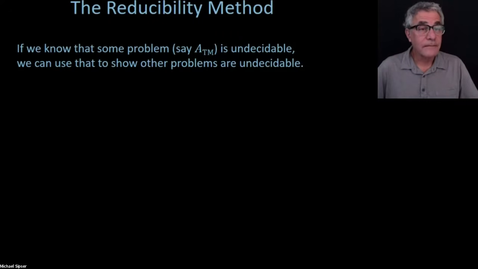So, using reducibilities to prove problems are undecidable or unrecognizable. And the basic way that works is we're going to leverage some problem we already know is undecidable, say, or unrecognizable, to prove other problems are unrecognizable. So we did a quick example of that last time. We're going to go over that example again, just to set the stage. And then we're going to talk about that in greater detail.